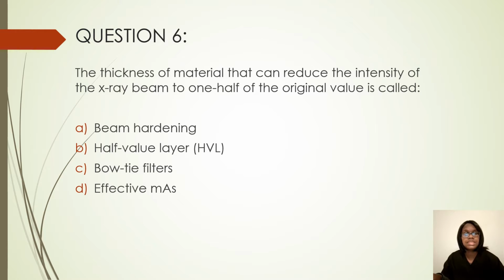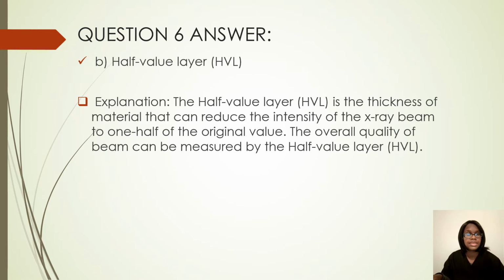The thickness of material that can reduce the intensity of the X-ray beam to 1/2 of the original value is called half value layer. Also know that it can be called HVL. So when you think of half value layer, think of HVL, which is the thickness of that material that can reduce the intensity of the X-ray beam to 1/2 of the original value.